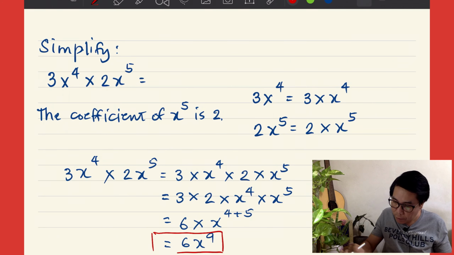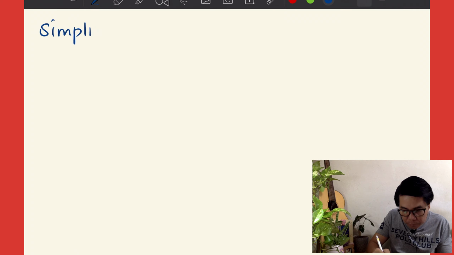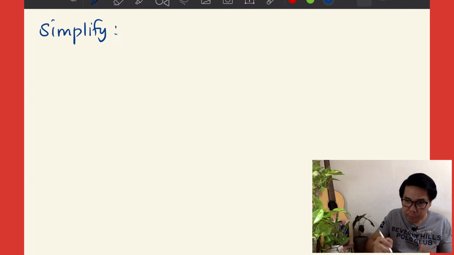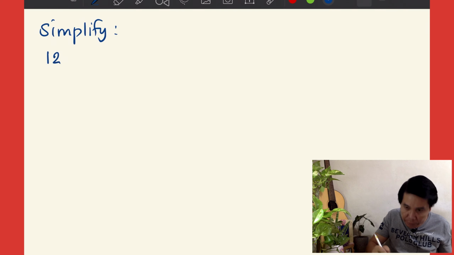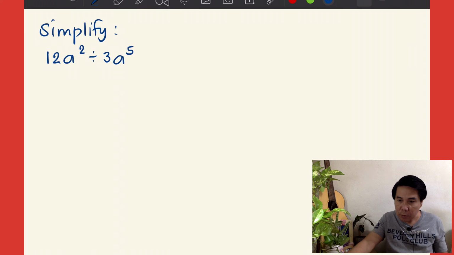Now, what about when we divide? What should we do? Let us simplify this one. What if we have 12a raised to the power of 2 divided by 3a raised to the power of 5? So what should we do with this?